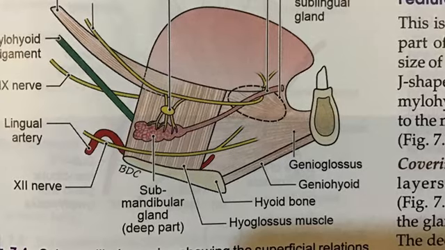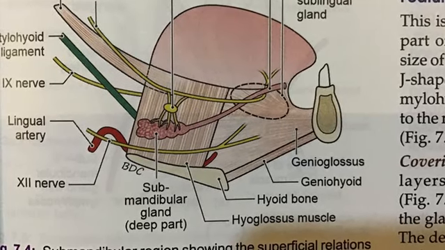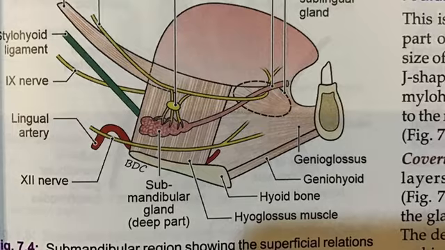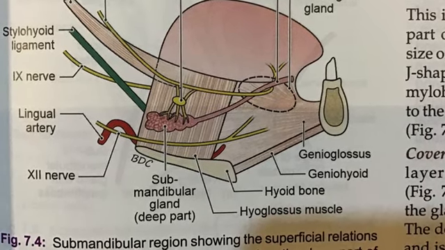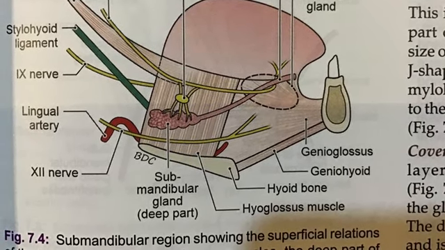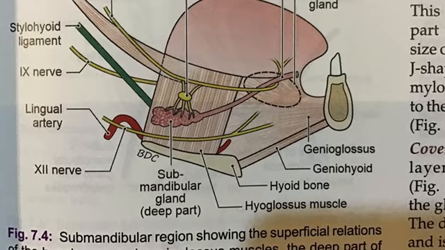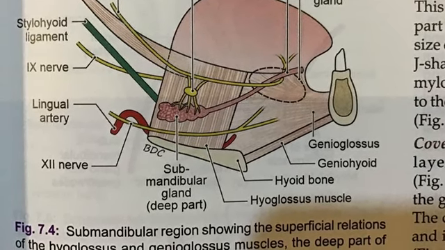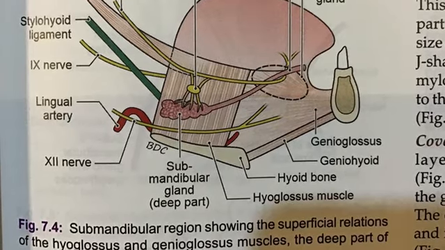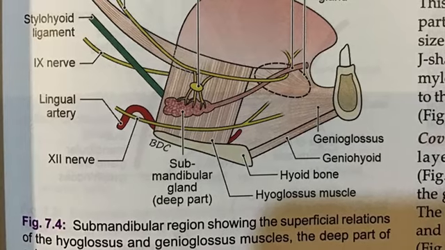This is a diagram showing the submandibular region, showing superficial relations of hyoglossus and genioglossus muscle. The deep part of the submandibular gland is seen, submandibular ganglion is seen. You can see lingual nerve, glossopharyngeal nerve, accessory nerve, hypoglossal nerve, not accessory nerve.